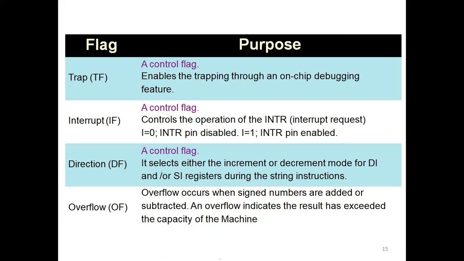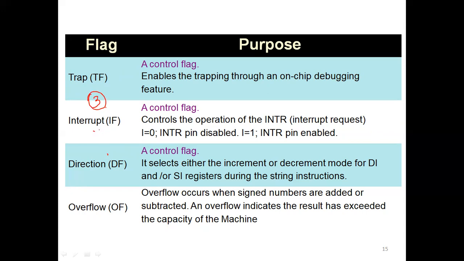And the next one is the trap flag, which enables the trap through a chip debugging feature. These are the control flags. So what are the control flags? Trap flag, interrupt flag, and direction flag are the control flags. These are the 3 control flags which are going to control the operation.